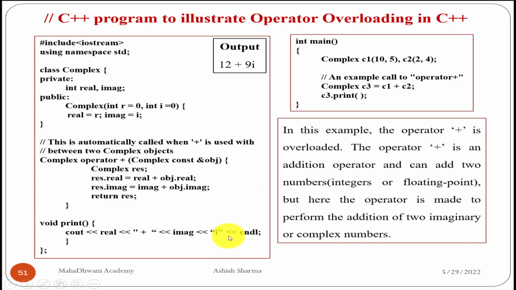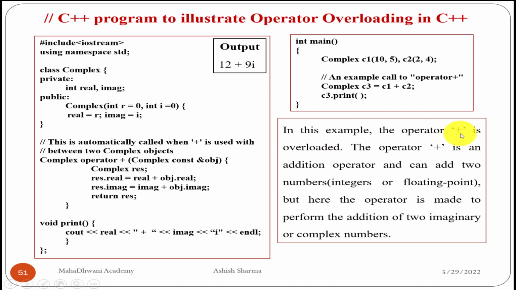Then the iota is formatted here with the representation of I, so we have put here I like that, and then the next line. So this is the way to show the result for the complex number. Now control goes back to the main body and closes the main function. It will complete the execution of the program.